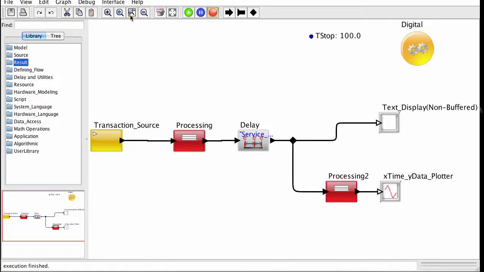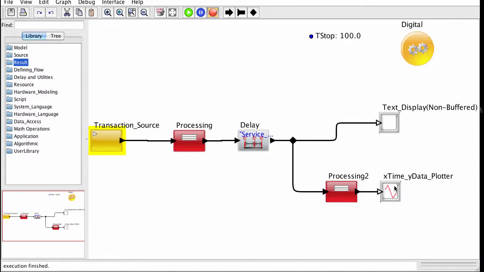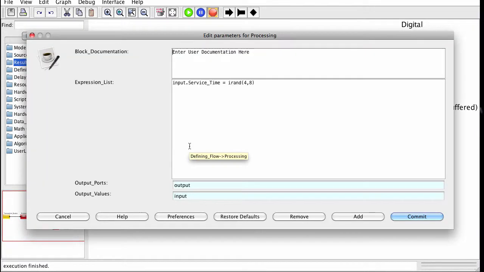Consider the following block diagram. It is composed of a transaction source, which is outputting a transaction periodically once every 1 second. That transaction then goes to the processing block, and within the transaction we're generating a service time which will later be used to delay the transaction, and that service time is a random number between the values of 4 and 8.